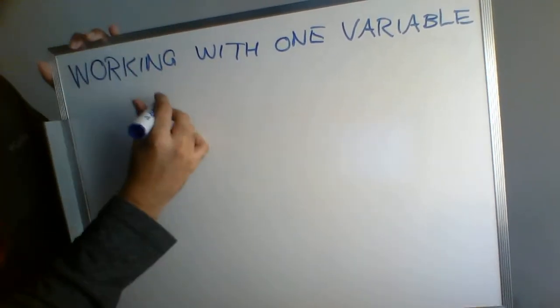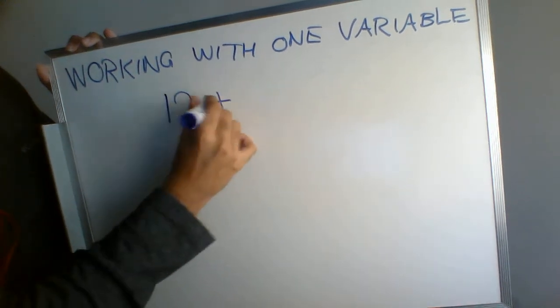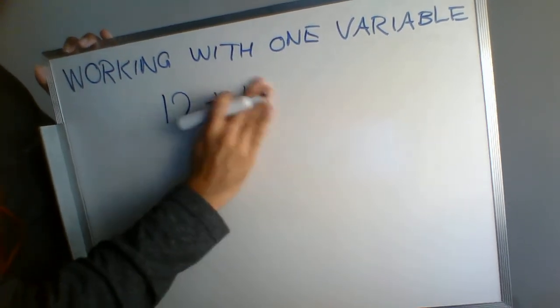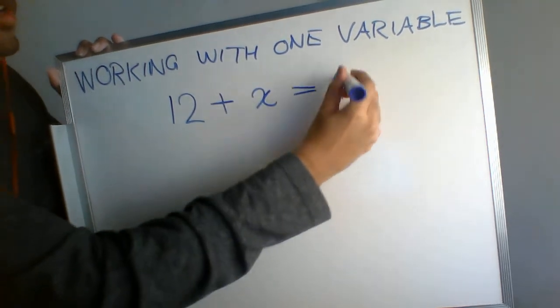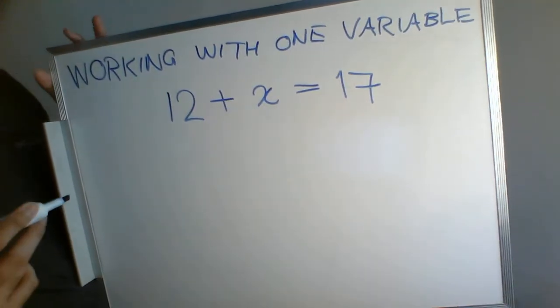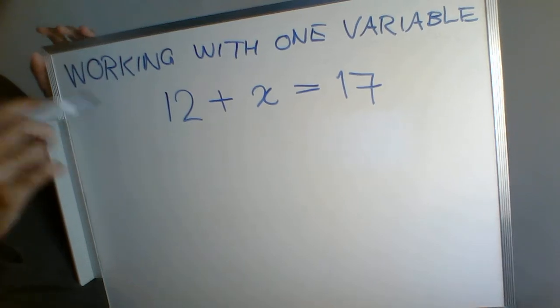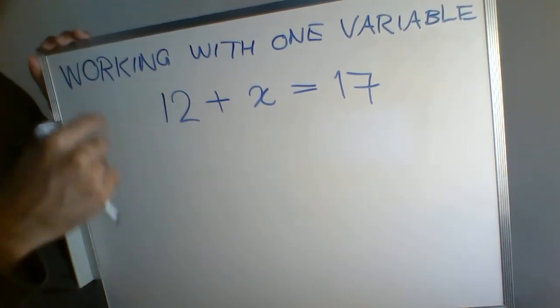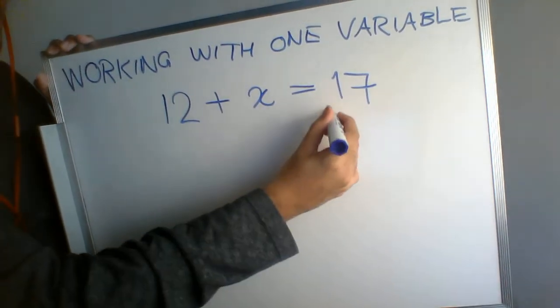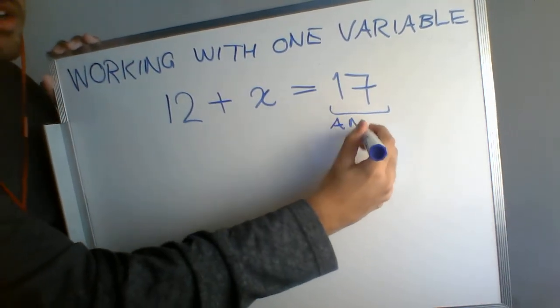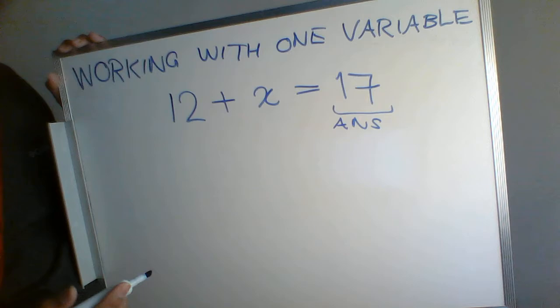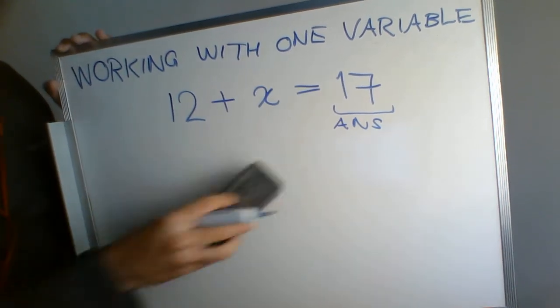If you have something like the first example that I wrote up, so 12 plus x is equal to 17. So if you have something like this, the place that we would normally write the answer for an addition question would be this 17, right? That would normally be our answer.